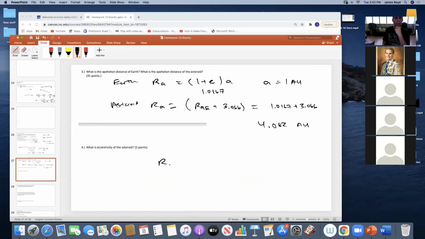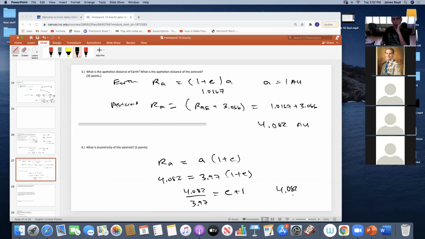What is the eccentricity of the asteroid? RA of the asteroid is A of the asteroid times 1 plus e, but we found A was 3.97. So 4.082 over 3.97 is equal to e plus 1, or 4.082 over 3.97 minus 1 is equal to e. What I get is 0.028, really small, which is fine. It's basically in a circular orbit, like the Earth.